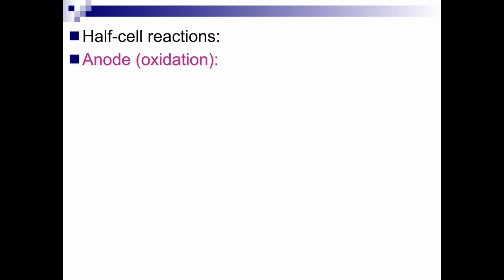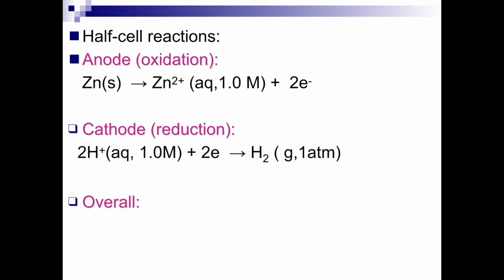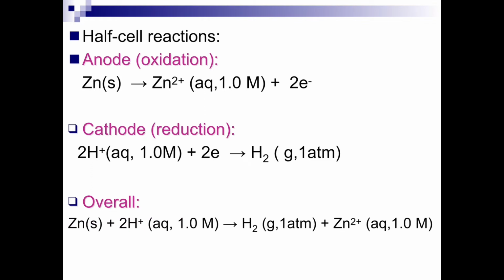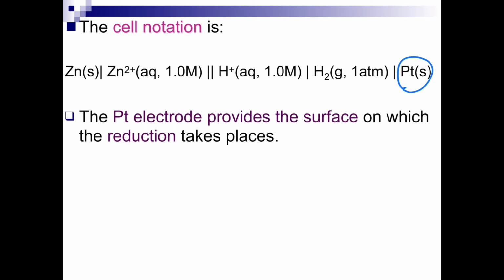We can write the half-cell reactions at the anode and cathode, including the overall cell equation, as follows. And the cell notation can be written as follows. Please note that at the cathode, we add another single line and we write platinum, because in this case we cannot use hydrogen as an electrode since it is a gas. So, we use an inert electrode such as Pt to provide a surface for H+ to reduce into hydrogen gas.